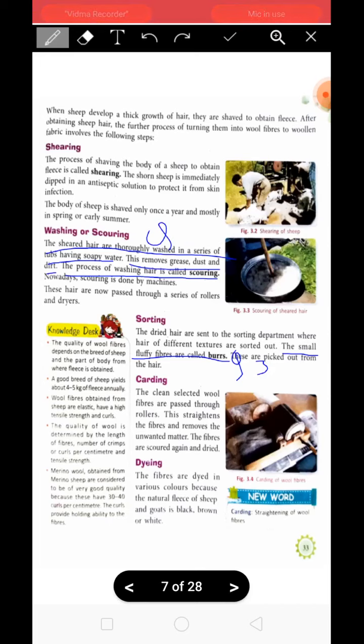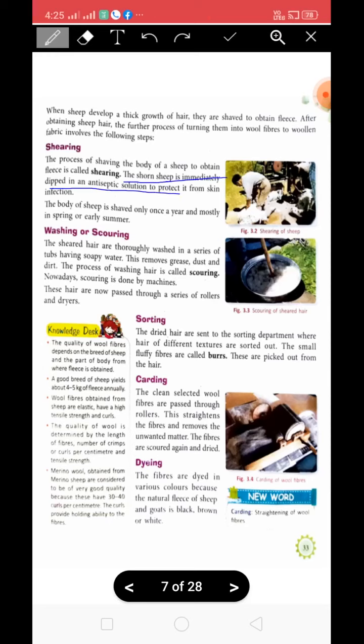Understood. Now after the third, the fourth. Why is sheep immersed into antiseptic solution immediately after shearing? See over here, it is given. The shorn sheep is immediately dipped into antiseptic solution to protect its skin from infection. This is your question answer number 4.